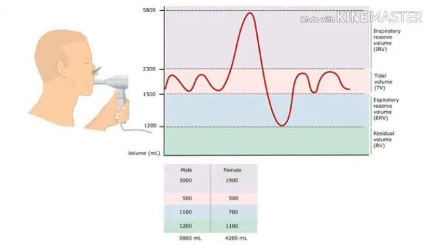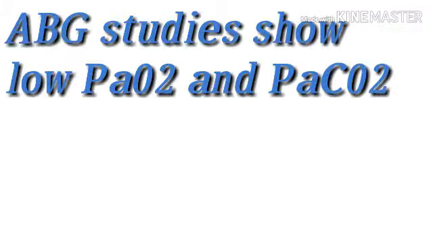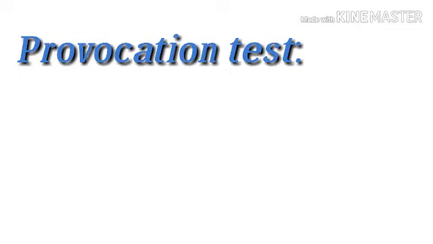Pulmonary function tests show restrictive ventilatory defects with a normal FEV1 to VC ratio, and a reduced diffusing capacity for carbon monoxide. In farmer's lung, the most common pattern on PFT is an obstructive pattern. ABG studies show low partial pressure of O2 and partial pressure of CO2. Other investigations to confirm the diagnosis include provocation test, BAL, and lung biopsy.